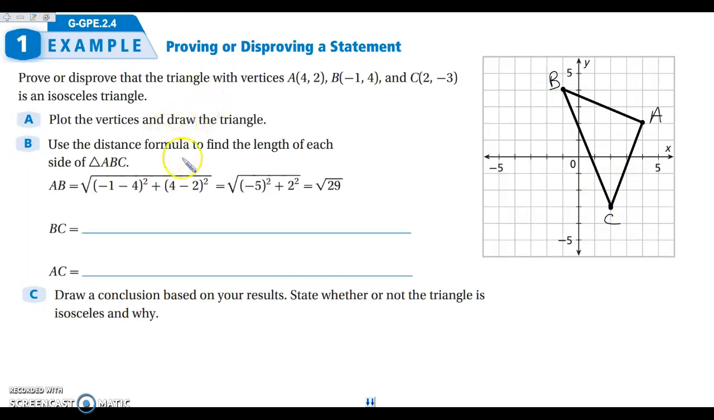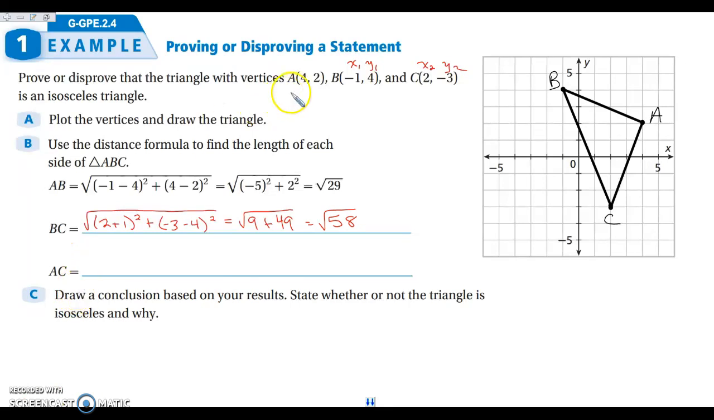All right. So now I want to use the distance formula to find the length of each side. And notice we've already done AB here for you. So I'm going to find BC. I'm going to call this one X1, Y1, X2, Y2. And I'm going to do the square root of X2 minus X1, so 2 minus a negative 1, which is the same thing as saying 2 plus 1, quantity squared, plus negative 3 minus 4, quantity squared. All right, so 2 plus 1 is going to give me 3, squared is 9. Negative 3 minus 4 is going to give me negative 7, squared is 49. And this is going to give me the square root of 58.